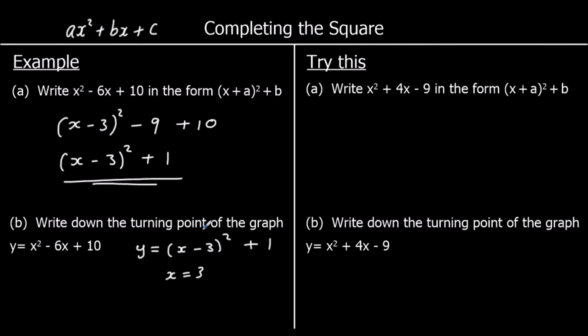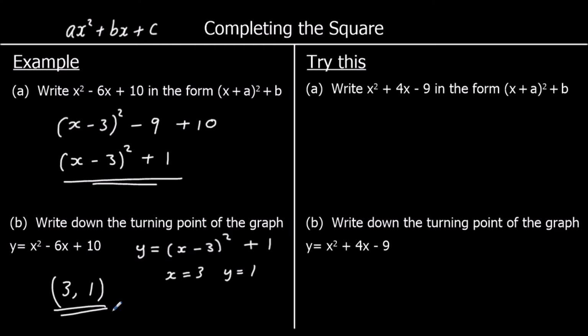And then if the bracket was 0, what do we have? We have y equals 1. So x is 3 and y is 1. So if we're writing that as coordinates, it's 3, 1. And one for you to try. So give it a go.